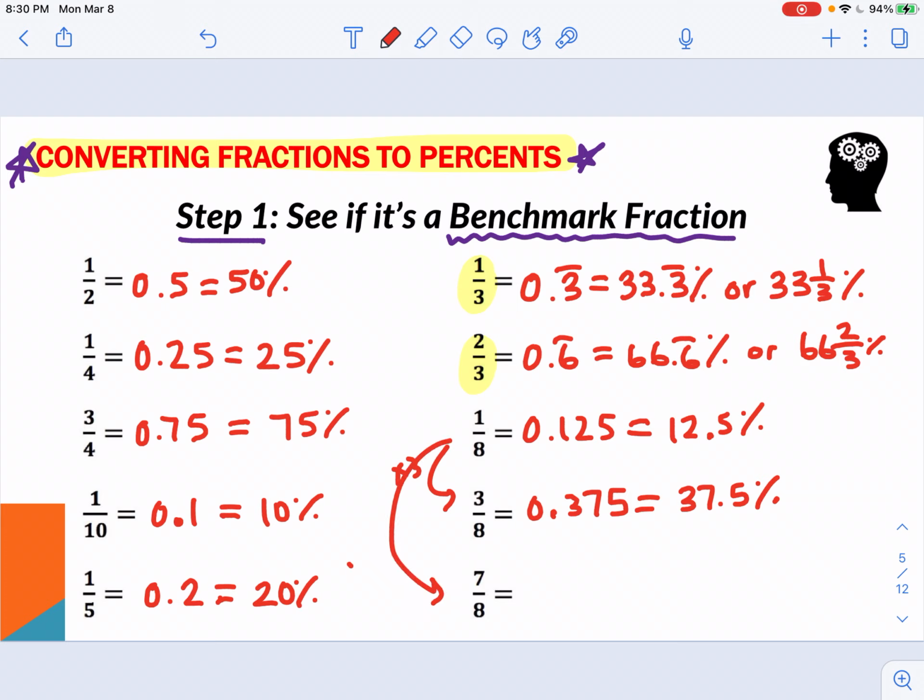Well, we can multiply by 7, right? That's going to give me 0.875, and that's 87.5%. Now, if you're sitting here and go, I did not know a lot of these, that's okay.